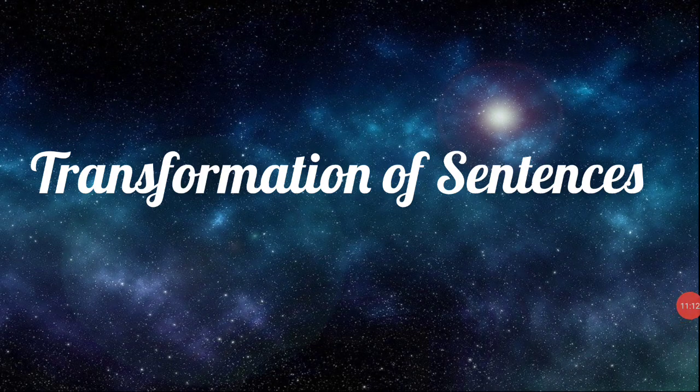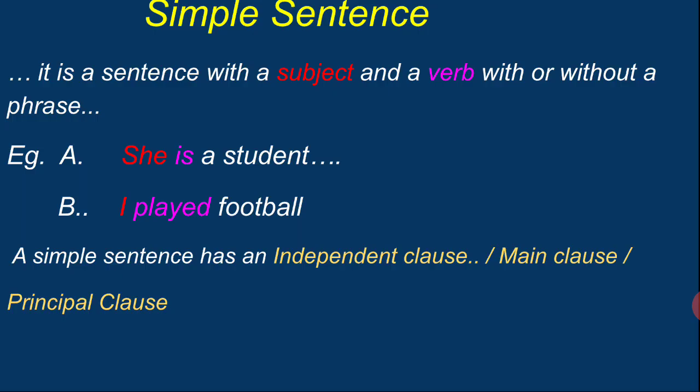Okay, children. Now we are going to learn what a simple sentence is, what a complex sentence is, and what a compound sentence is. Transformation we will do in the next class. For now, we will just come to know what a simple sentence is. There are three types of sentences. First is the simple sentence, the next is the compound sentence, and the third is the complex sentence. First of all, we'll see what a simple sentence is. It is a sentence with a subject and a verb, with or without a phrase.